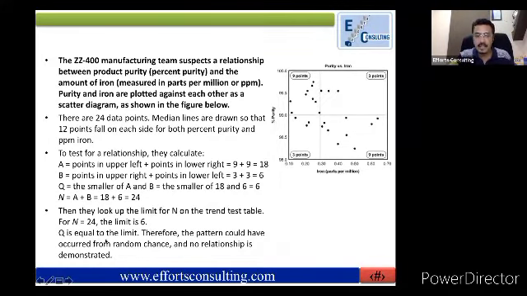Here it is clearly shown that the pattern could have occurred from random chance and no relationship is demonstrated. So this is manually, but Excel has, as we are learning the QC tools, we should know how we can do this without Excel. So this is the way you can do it without Excel. Now what about how to do this in Excel?